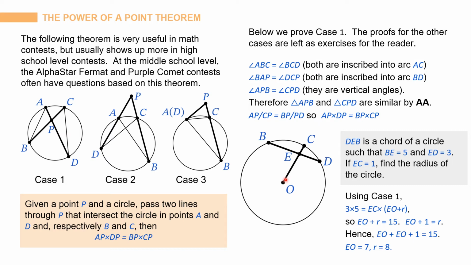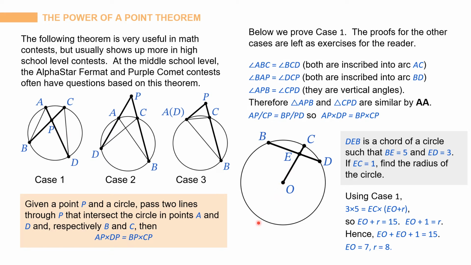Let's extend OC all the way out to this edge of the circle, forming a diameter, which is, of course, a chord. So this distance, O to here, is the radius. OC is the radius. So using case 1, we have BE times ED, 3 times 5, equals EC, 1, times the distance from E to this edge.